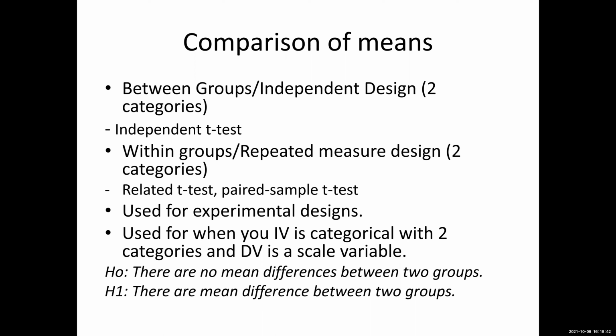Now, in SPSS, there are different types of t-tests. Predominantly, there are two types of t-tests which we deal with. One is the independent sample t-test, and the second one is the dependent sample or repeated measure t-test. Independent sample t-test means that you are testing two groups at one point in time.